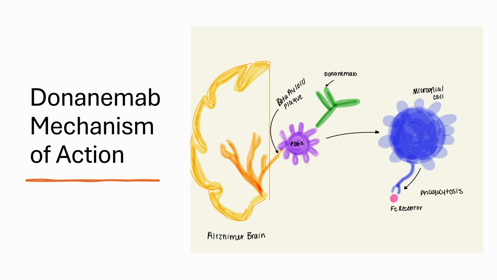The mechanism of action of donanemab is essentially that it binds to position 3 of our pyroglutamate-modified beta amyloid plaque. So it essentially binds to a certain position on our beta amyloid plaque. And because it's a monoclonal antibody, this then will stimulate our microglial cells. The Fc region of our donanemab is going to bind to our Fc receptor on our microglial cell, and then our microglial cell is going to phagocytose the antibody as well as the beta amyloid plaque.